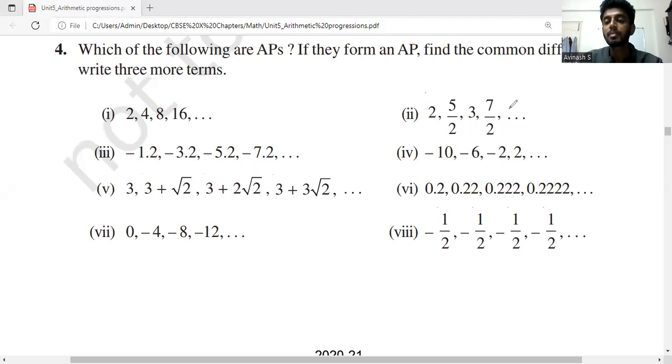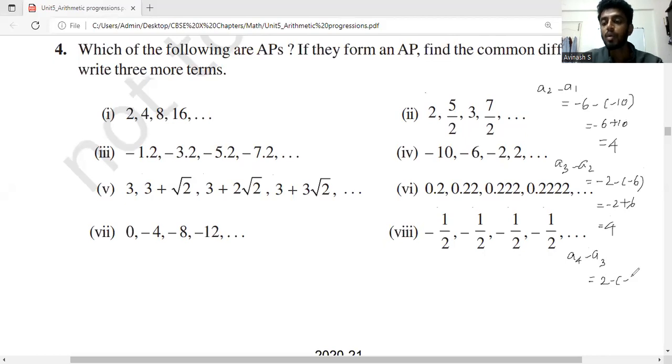When it comes to the fourth subdivision, again I'm doing the steps. So A2 minus A1 will be minus 6 minus 10. So this will become minus 6 plus 10 and you will be getting 4. Likewise, A3 minus A2, third term minus second term, which is minus 2 minus of minus 6. This will give you 4 again. Again, when you do A4 minus A3, we get 2 minus of minus 2, you get 4. You can see this term minus this term, fourth term minus third term. So you again get 4.